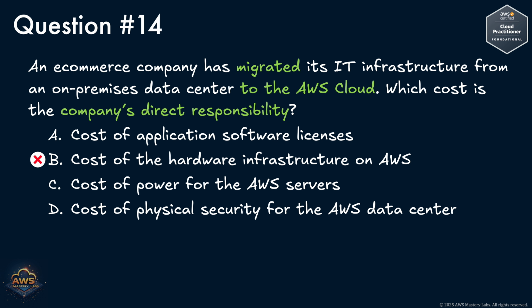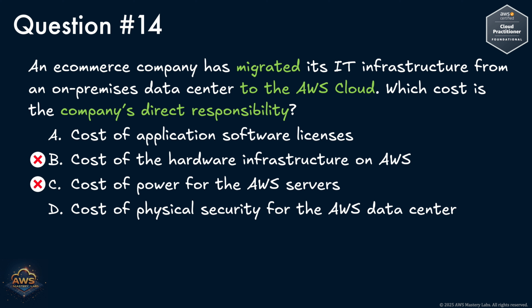Once infrastructure is migrated to AWS, the company no longer bears the capital expense of purchasing or maintaining servers, storage devices, or networking equipment. Instead, it uses AWS's infrastructure in a pay-as-you-go model, with AWS managing the actual hardware. The company pays for service usage, not the underlying physical equipment itself. Incorrect, because the cost of AWS managed infrastructure is abstracted into service fees, not borne directly by the customer.